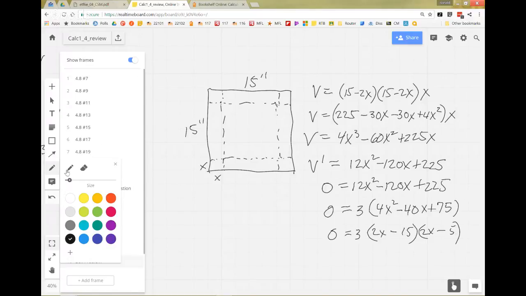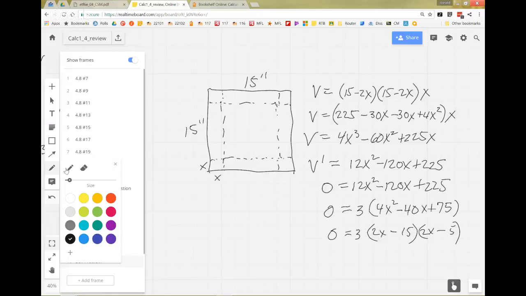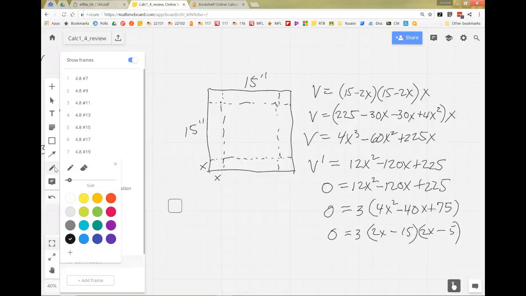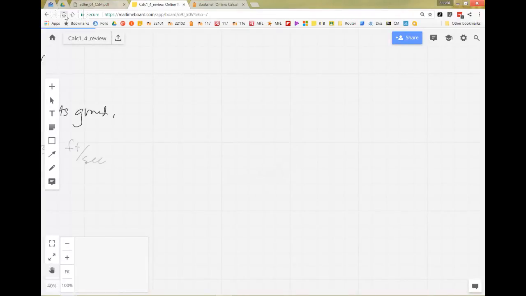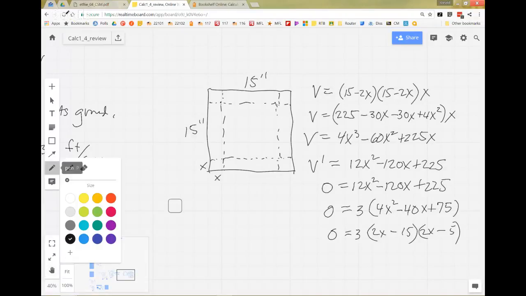And all of a sudden, my mouse died again. Okay, let me try reloading here. Hang on a second. Now let's see if we can get this thing.